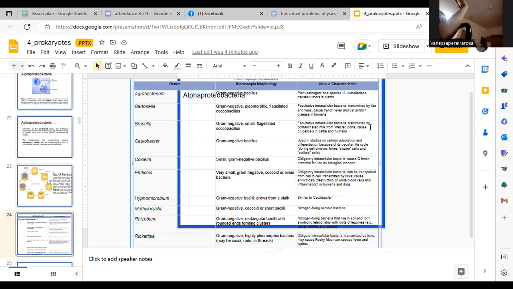So yung mga sa peanuts, you have this rhizobium in your roots.